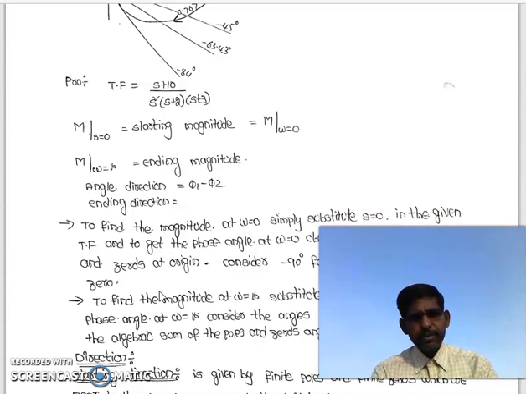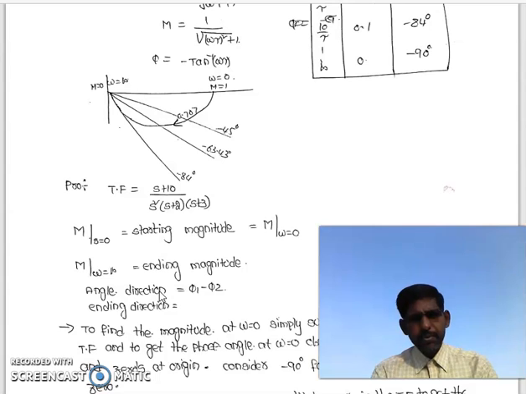Here we are having some shortcut methods for how to draw the polar plot. Let us consider an example. The given transfer function is (s + 10) divided by s square into (s + 2) into (s + 3).